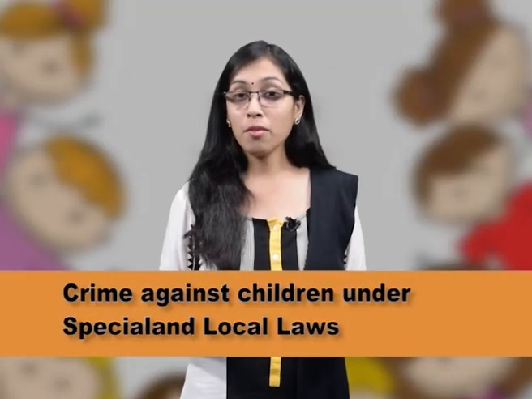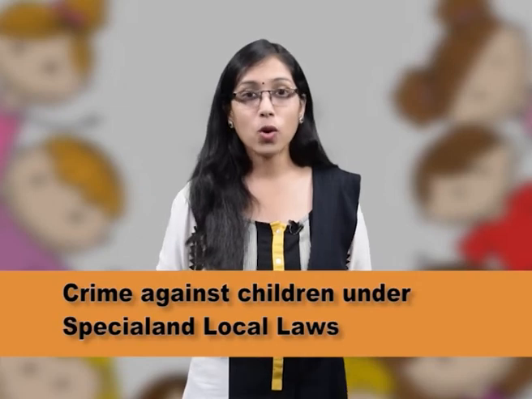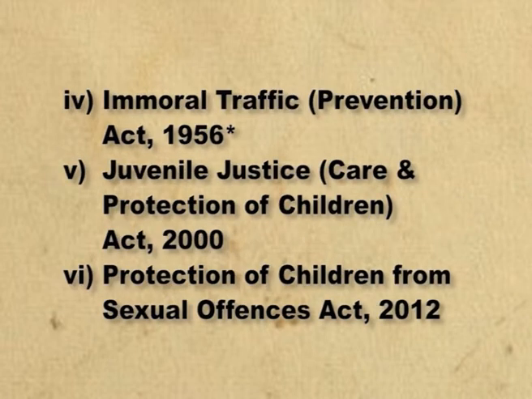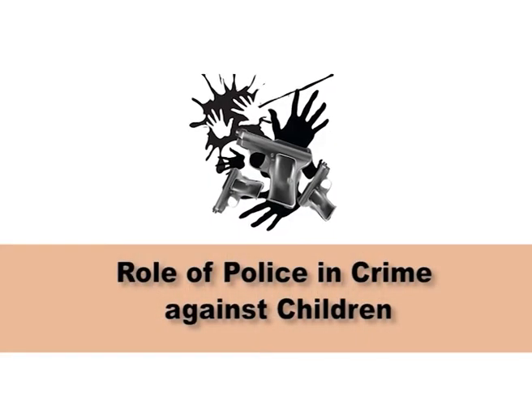The second type is the crime against children under special and local laws. Under this, first we have the Prohibition of Child Marriage Act of 2006, Transplantation of Human Organs Act 1994 for persons below 18 years of age, Child Labour Prohibition and Regulation Act of 1986, Immoral Traffic Prevention Act of 1956, Juvenile Justice Care and Protection of Children Act 2000, Protection of Children from Sexual Offences Act 2012.